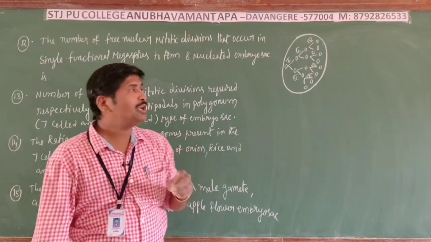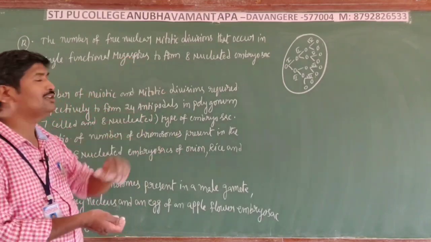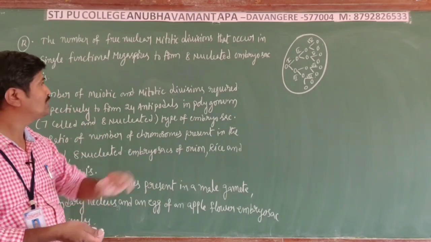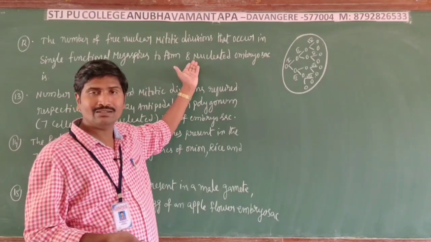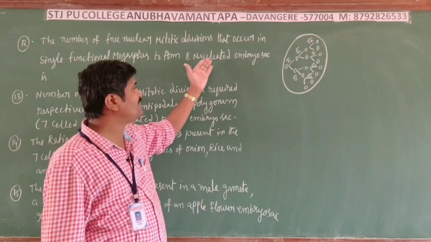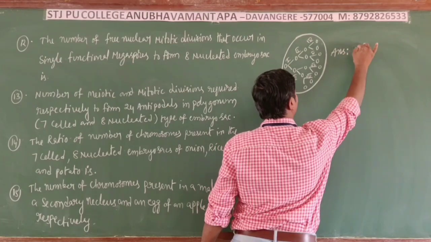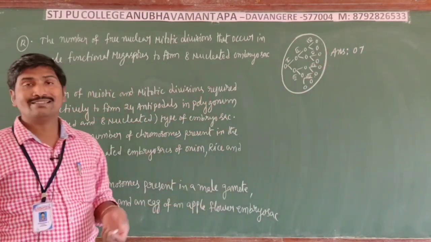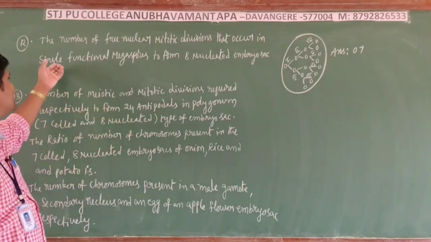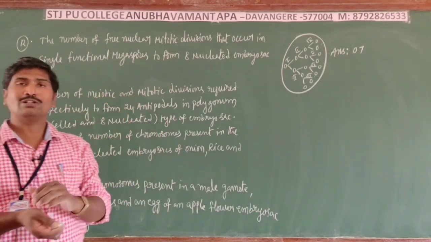What is the simple formula to calculate the number of free nuclear mitotic divisions in functional megaspores? The total number of nucleus minus 1. The total number of nucleus here is 8. 8 minus 1, that is answer 7. So the number of free nuclear mitotic divisions that occur in a single functional megaspore to form an 8 nucleated embryo sac is total 7.